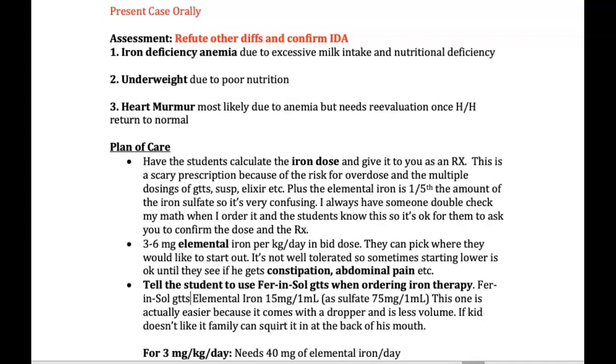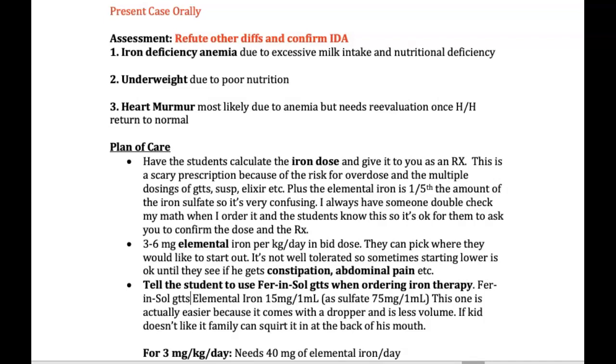So as I said earlier, this is the time in your SOAP note write-up that we have you copy and paste your differentials with symptoms and signs over again and put a positive or negative in front of each symptom and sign. This is due to excessive milk intake and nutritional deficiencies, which is why we have this iron deficiency anemia. Think about the child overall. He is underweight due to poor nutrition.